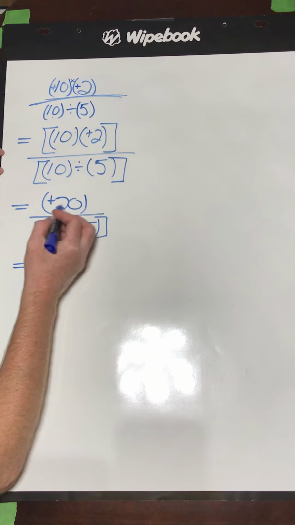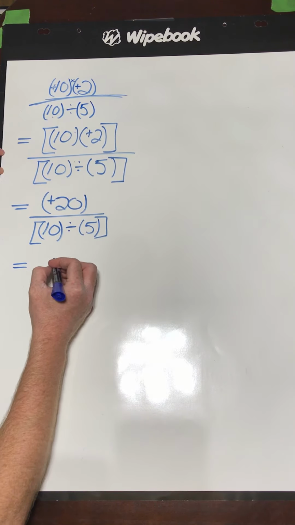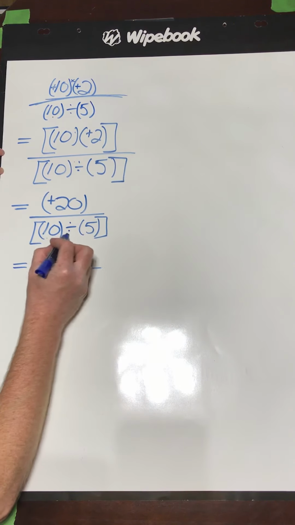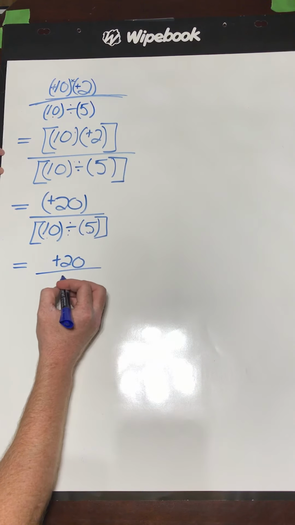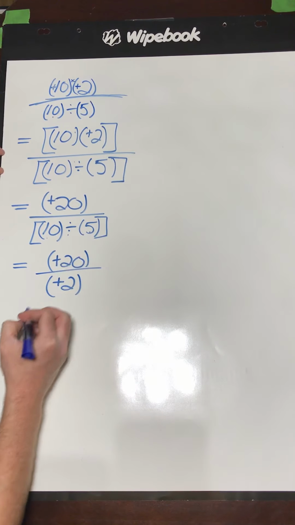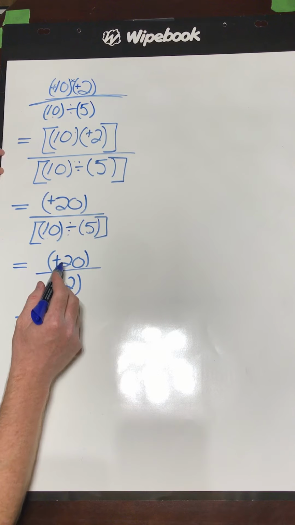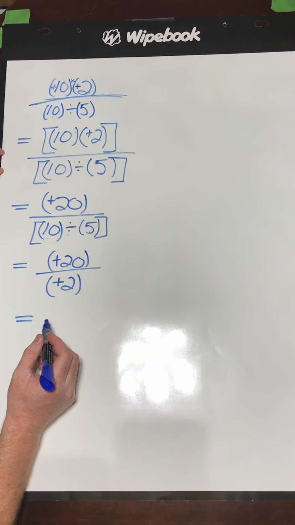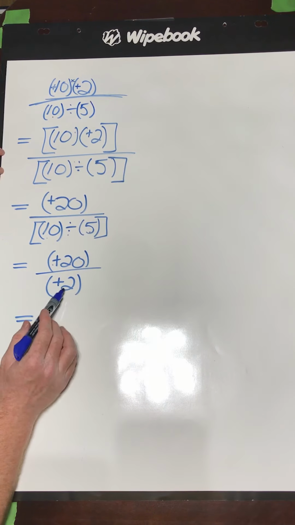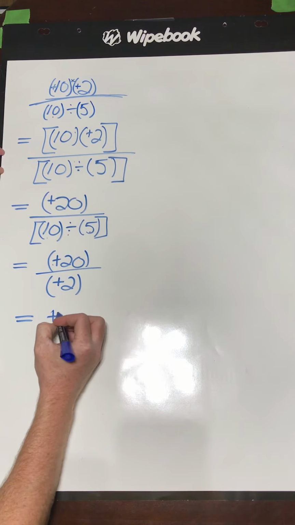And now that I've solved for the numerator, I can now solve for the denominator. So I have +20, and in the denominator is 10 divided by 5, which is 2. So +2. And now I can divide the numerator by the denominator, because there's only one integer in the numerator, one integer in the denominator, and +20 divided by +2 is +10.